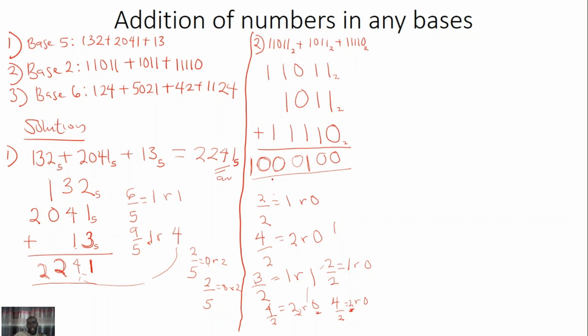Okay, so our final answer is 1000100 base 2, meaning that if these numbers are added together in base 2, they are going to give us 1000100 base 2, and this is our final answer. Okay, let's move to the next exercise.